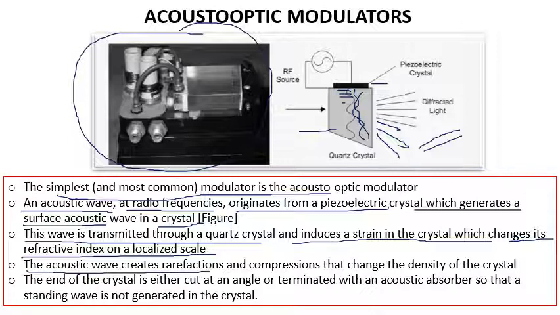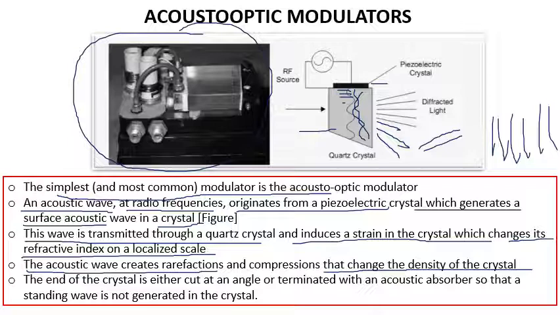The acoustic waves create rarefactions and compressions. Rarefaction and compression is what happens in the air when sound waves travel. And what it does is change the density of the crystal. Rarefaction, compression, rarefaction, compression. In this way, the density of the crystal changes.